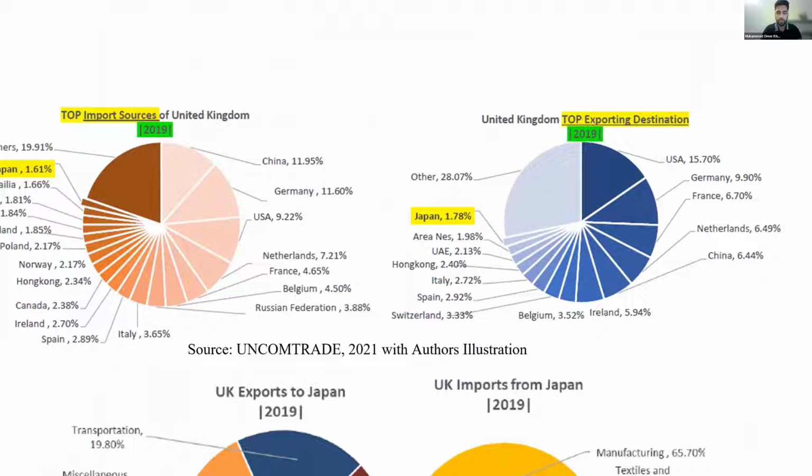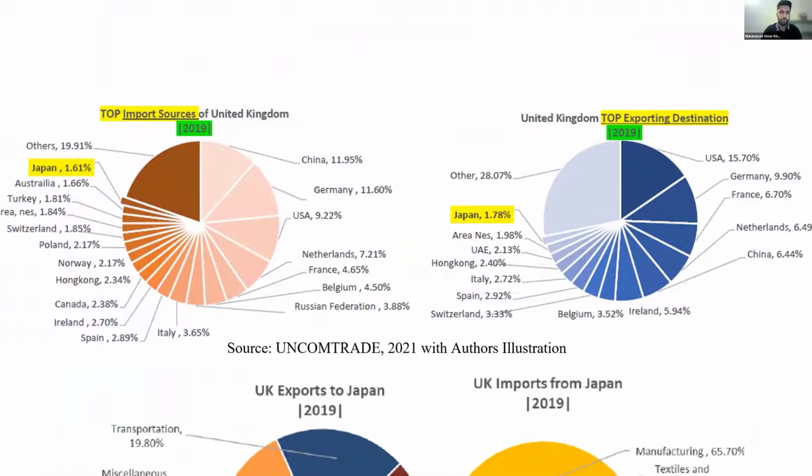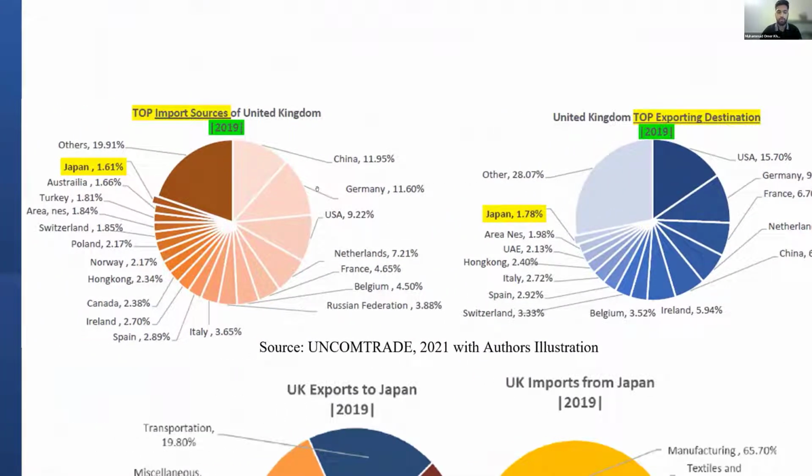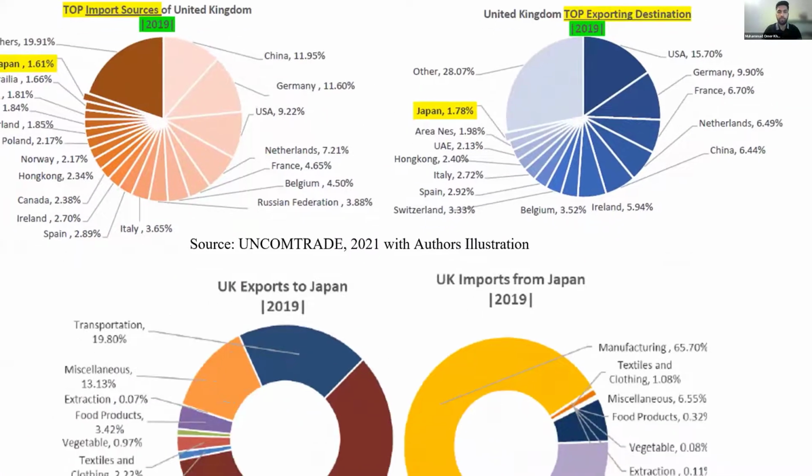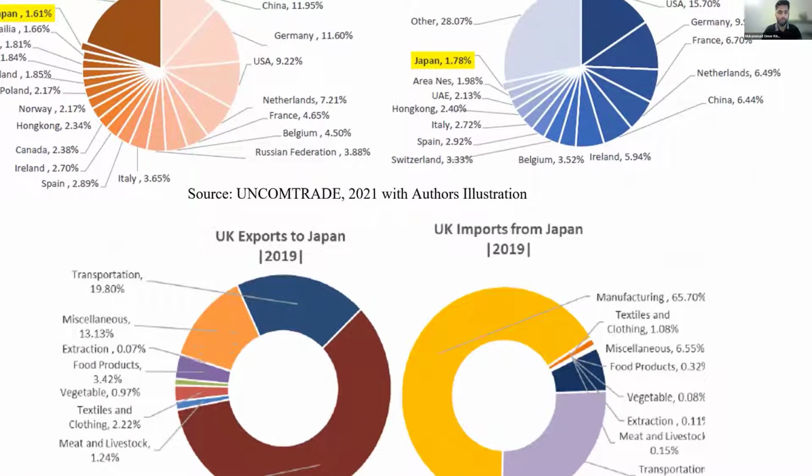Here, the importance of Japan for the UK plays a really important role. About 1.7% of the UK's exports go to Japan. At the same time, 1.61% of the UK's imports come from Japan. Now the question is, why is the UK interested in having an agreement with Japan? Why not with some other country?